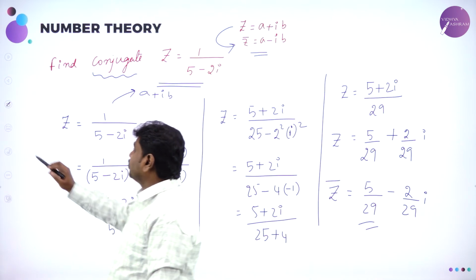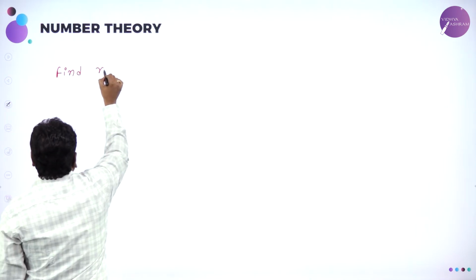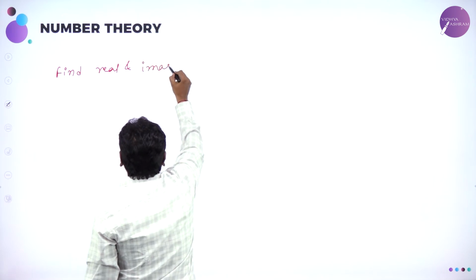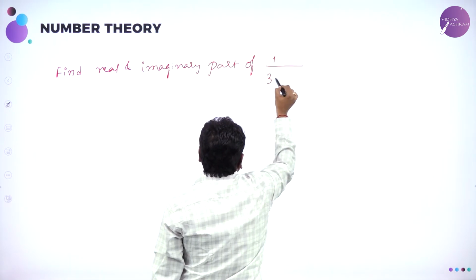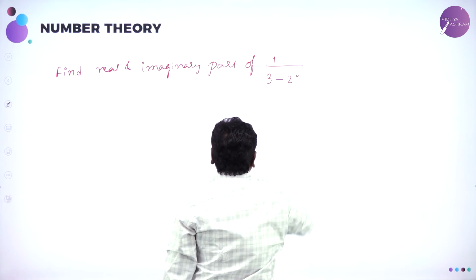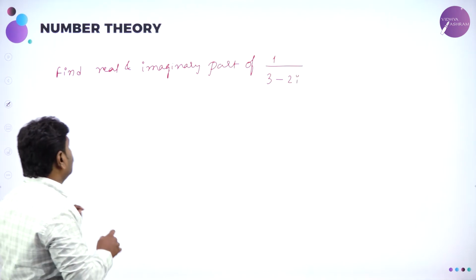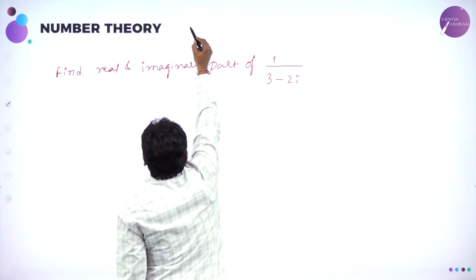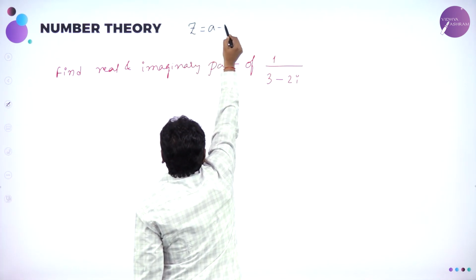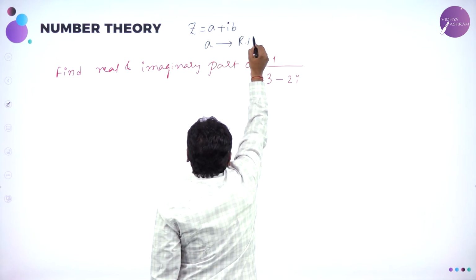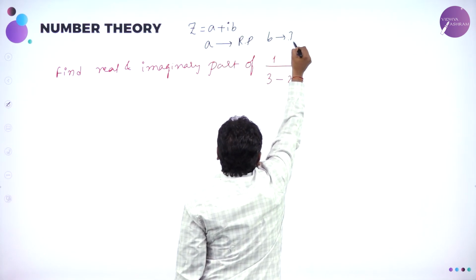Now sometimes they'll ask you to find the real and imaginary part. They'll ask you to find what? Real and imaginary part of 3 minus 2i, suppose this is the problem. The question is, they want you to find the real and imaginary part. All of you know, if I write z equal to a plus ib form, a is called what? A is the real part and b is what? Imaginary part. This is what you studied.